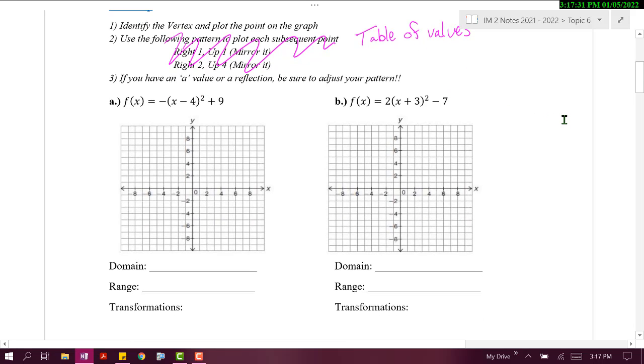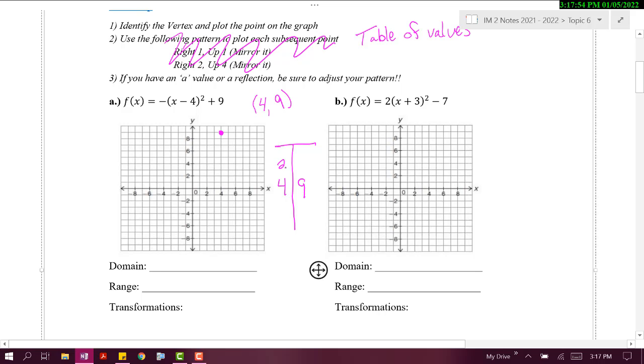All right, so letter A. Our vertex is at 4, 9. Opposite inside the parentheses, and then the number outside chilling by itself. So 4, 9, way up here. And it's a negative in front, so it flips. But let's see.